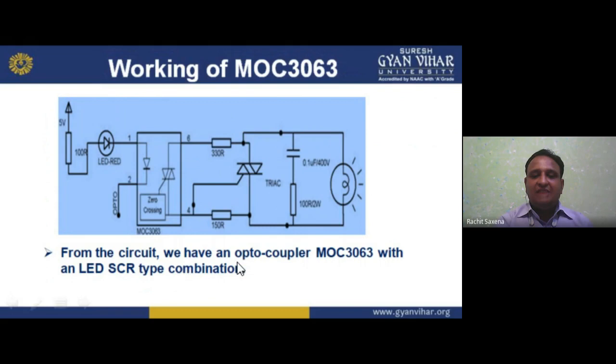From the circuit, we have an optocoupler MOC 3063 with an LED SCR type combination. Now see here, it is an LED optocoupler that has zero crossing. Pins 1, 2, 3 have no connection, 5 is no connection, and 6 and 4 are connected to the zero crossing voltage. A 330 ohm resistance we are using, a triac we have used here, a 0.1 microfarad 400 volt capacitor, and a lamp. So that is the LED SCR type combination.